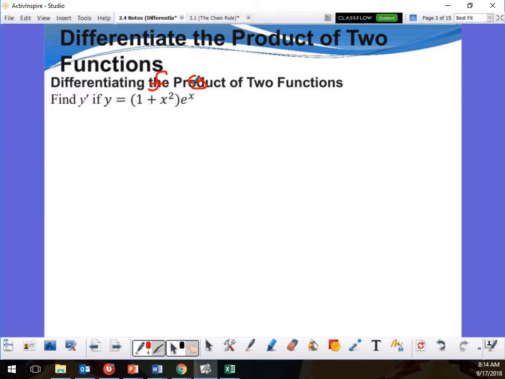If that's f and that's g, what is f prime? 2x. Hold on one second. Okay, sorry about that. I had to recalibrate.